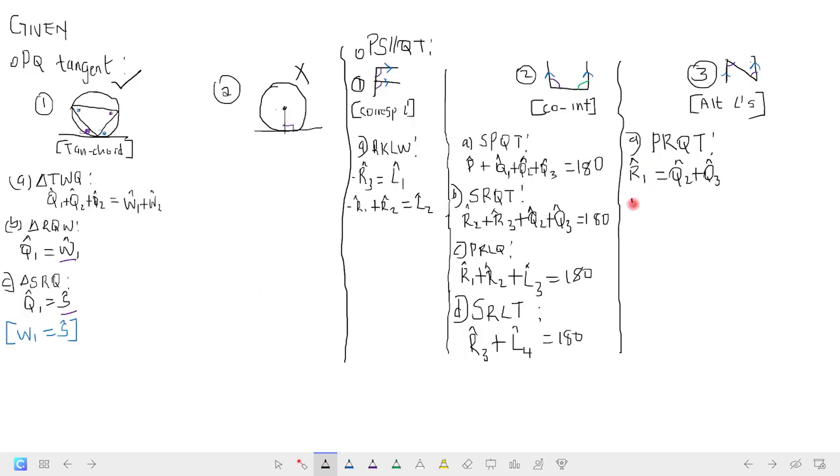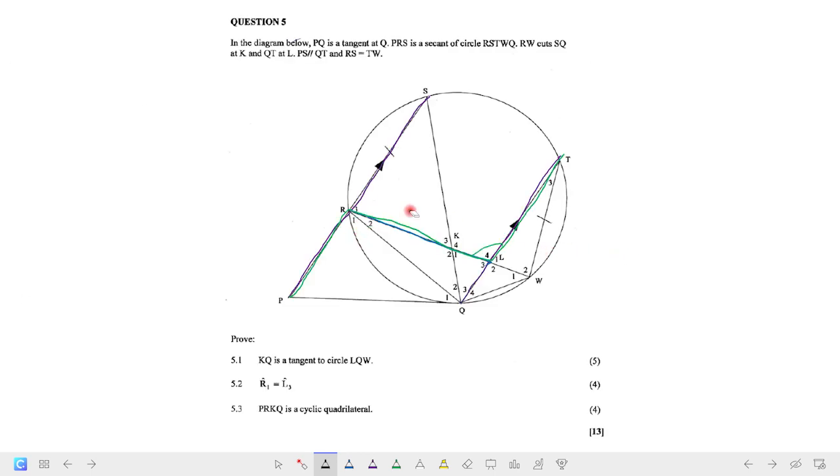So we're saying it's PRLT. Second one, PRLT, and in it I can see that R1 plus R2 is the same as L4. Right? And the second one from this line is SR LQ. That means R3 is the same as L3, right?